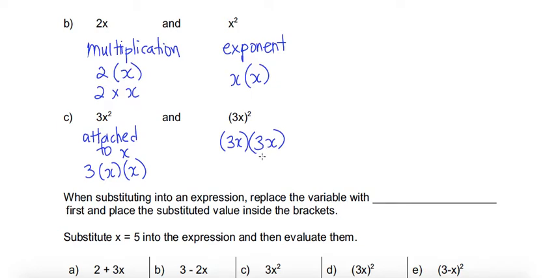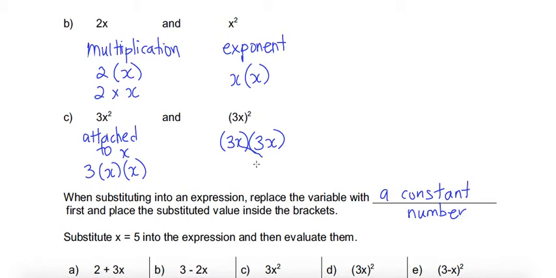So now that you understand some of the differences between how algebra expressions are expressed, or are informing the person who is solving the question, we're going to take a look at substitution now. When substituting into an expression, we replace the variable with a constant. So we're going to replace it with a number first and place the substituted value inside of the bracket. If you remember from yesterday's lesson, a constant is the same thing as just a single number.